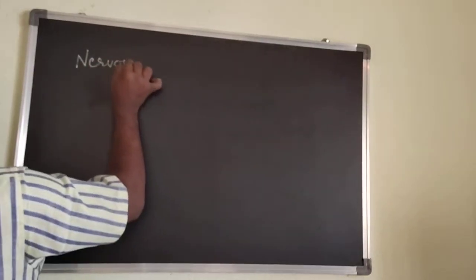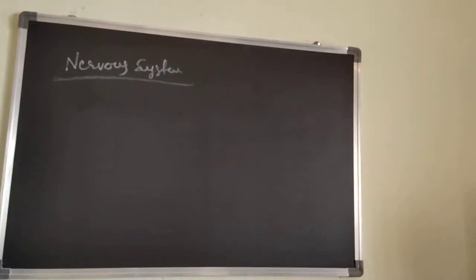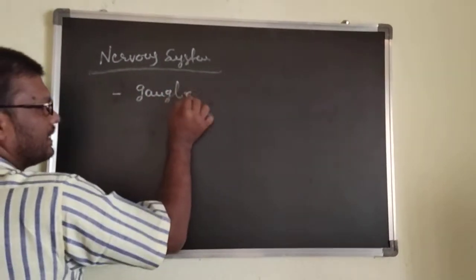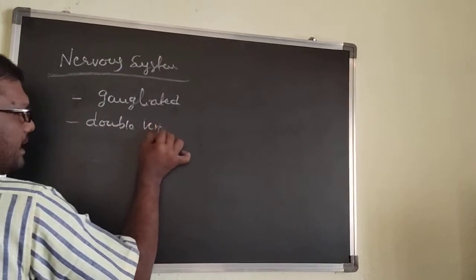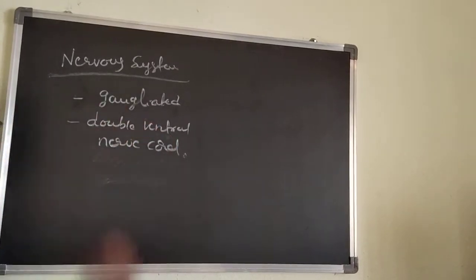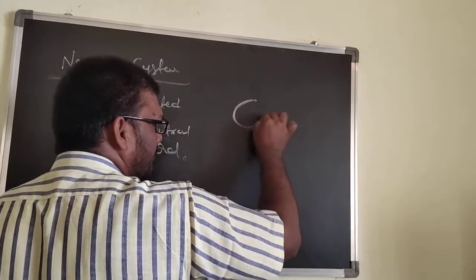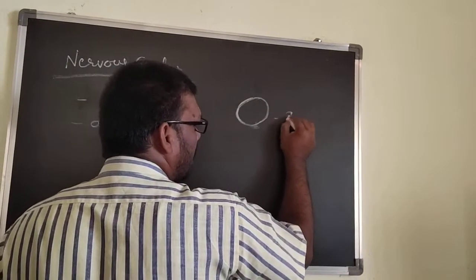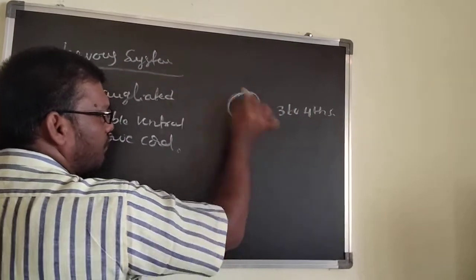Now we go for the nervous system. See, I already said the nervous system is gangliated. It means they have a double ventral nerve cord. It forms a nerve ring around the pharynx region, between the 3rd and 4th segments. Here a nerve ring is formed.